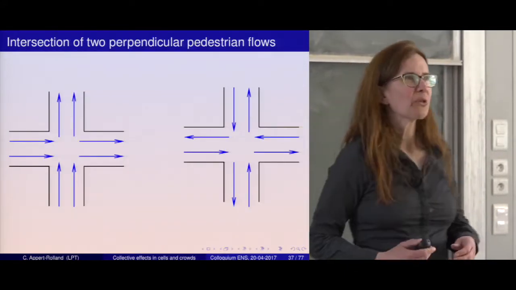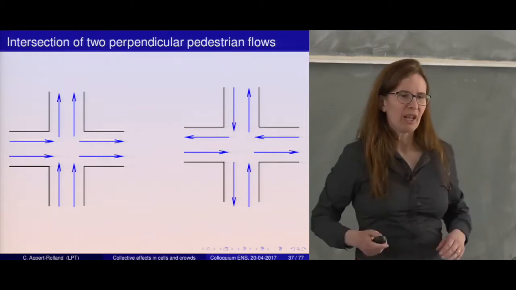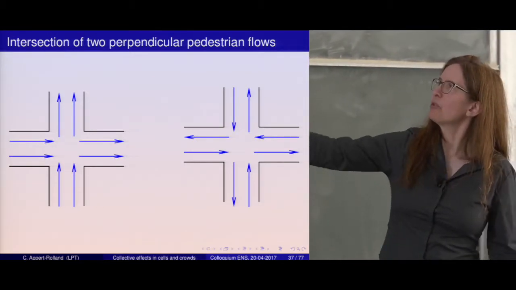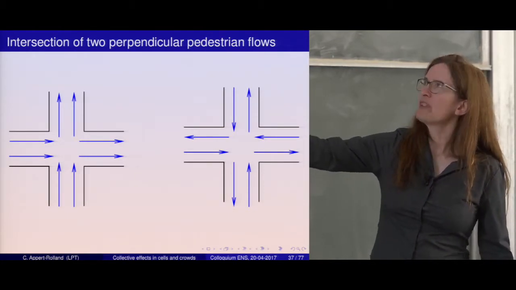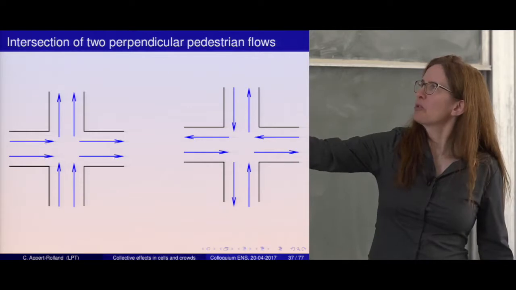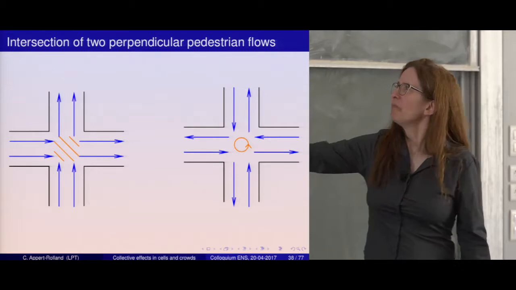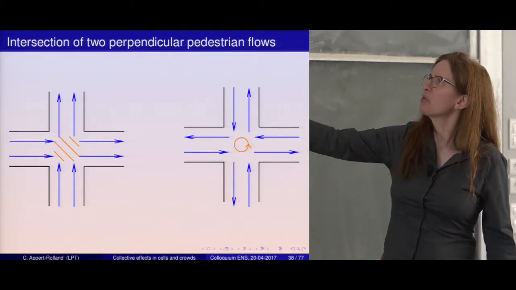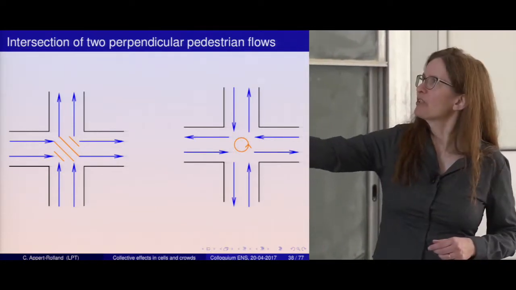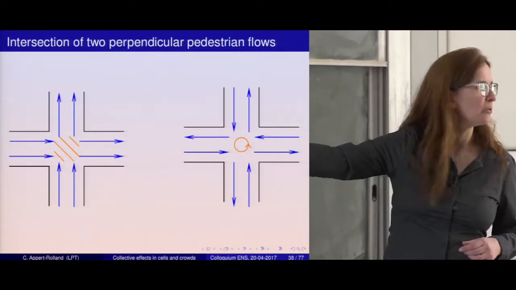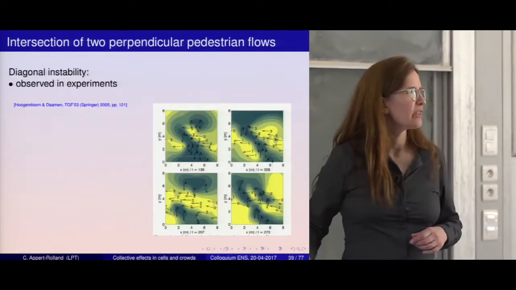Another situation where you have patterns is when you have intersection of perpendicular flows. So it depends if you go only in one direction in each corridor, or if they are bidirectional. I will focus on this case, where mostly it forms diagonals. But depending on how it is organized, you can also form roundabouts in other situations. So we focus on situations where we have unidirectional flow in both corridors. This has been observed in some experiments.